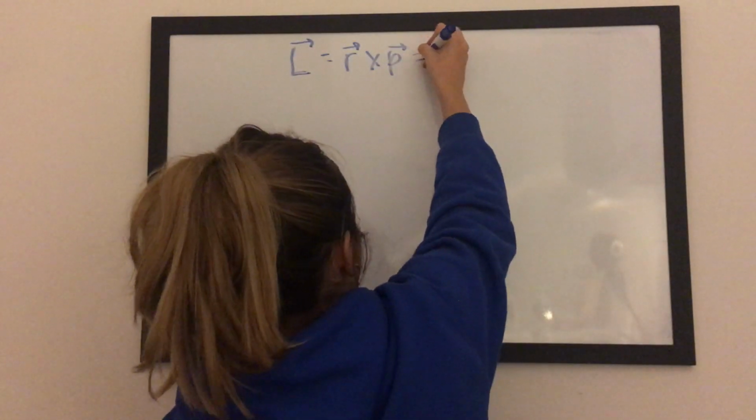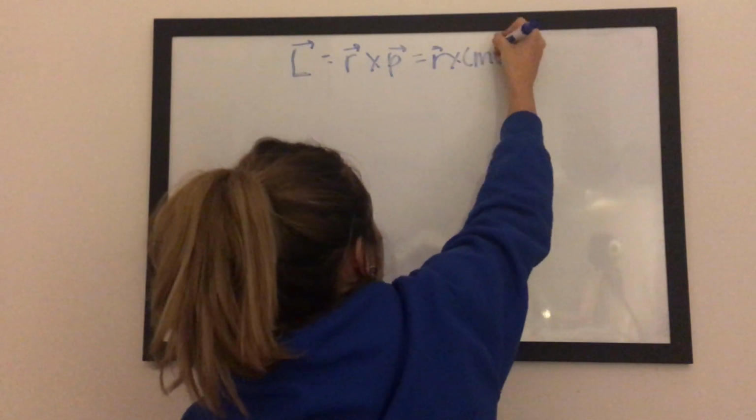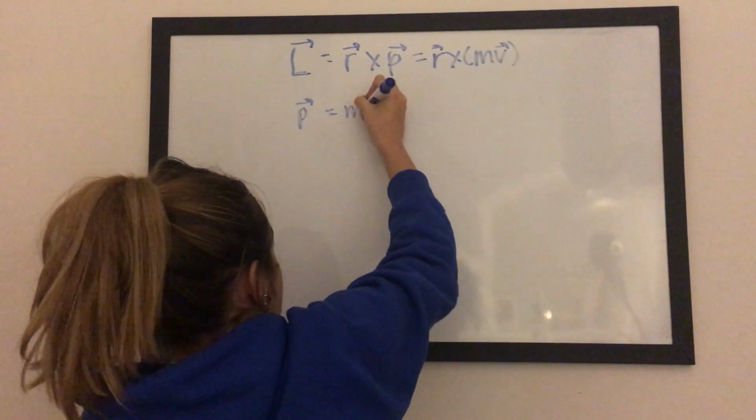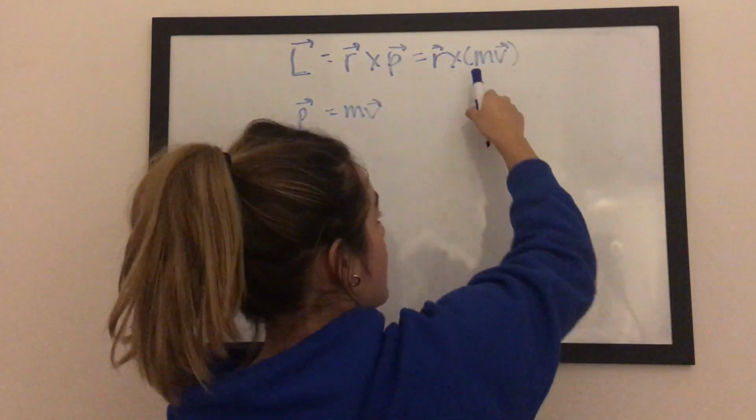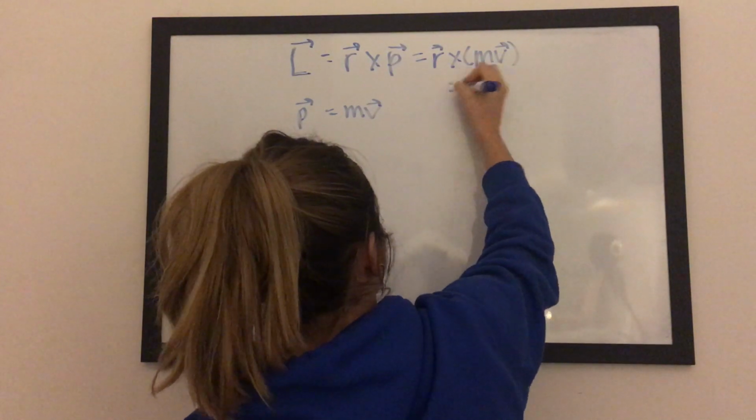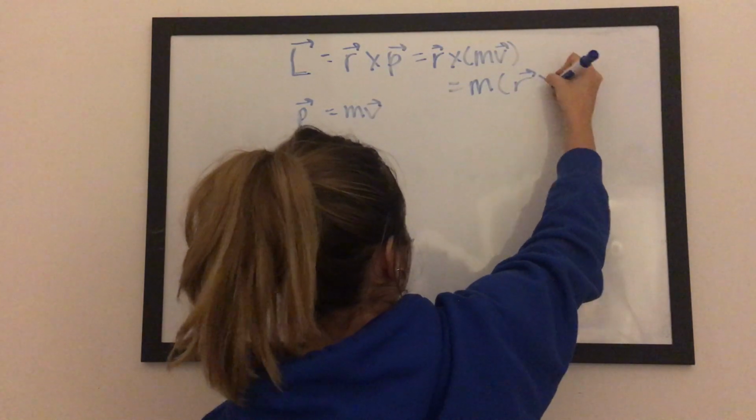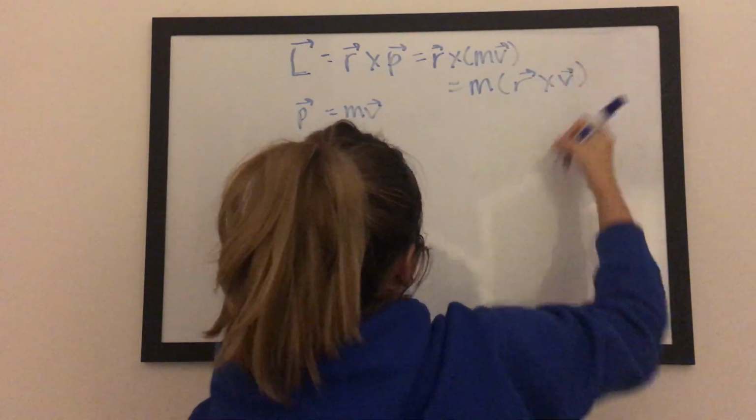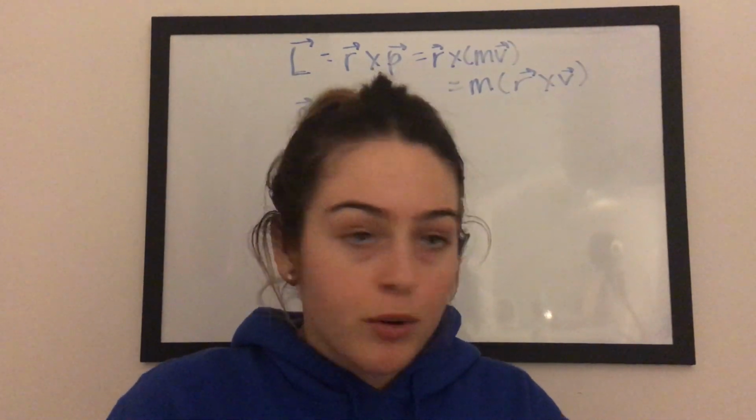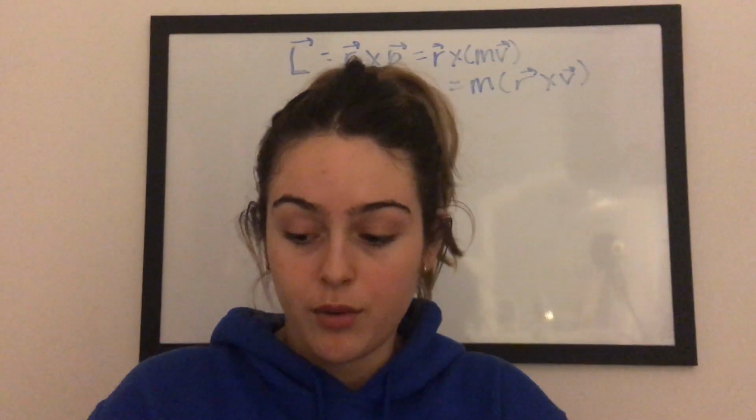This can also be rewritten as r cross product mv, because we know that momentum is equal to mass times velocity. And this could also be rewritten, right here, as mass times r cross product v. This can be done just because of simple substitution for this one and cross product rules for the other one.